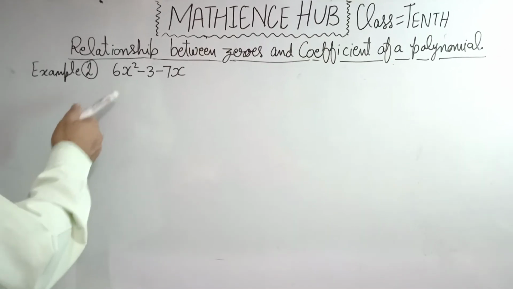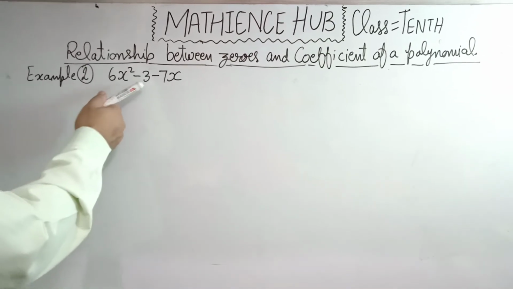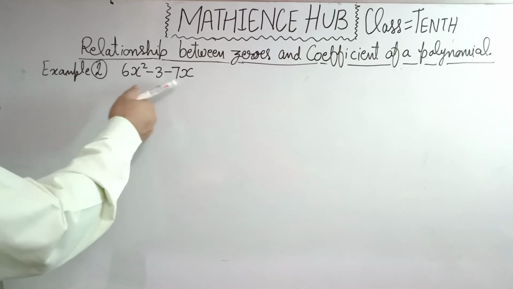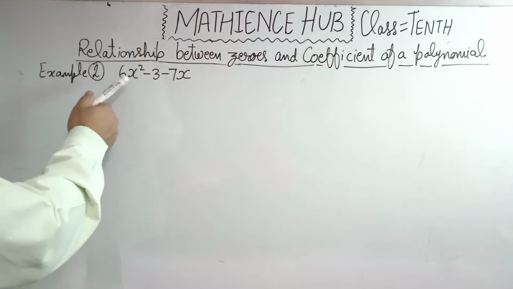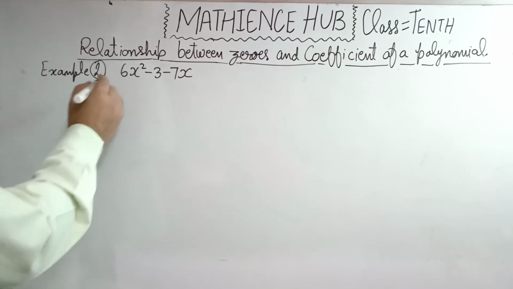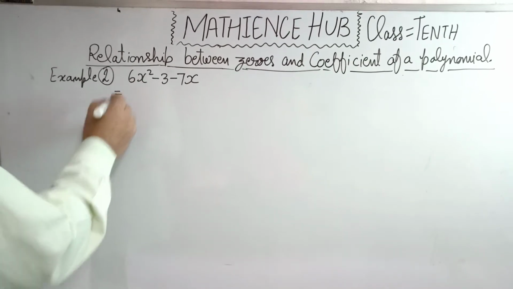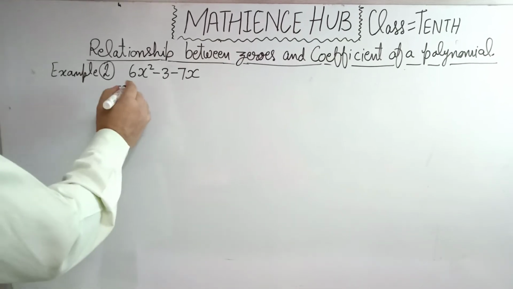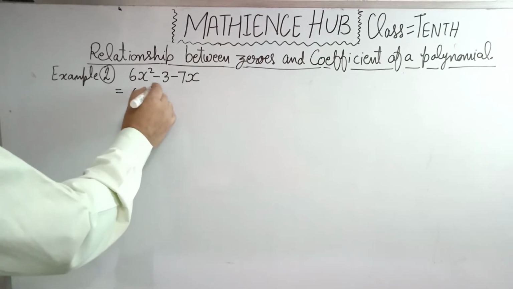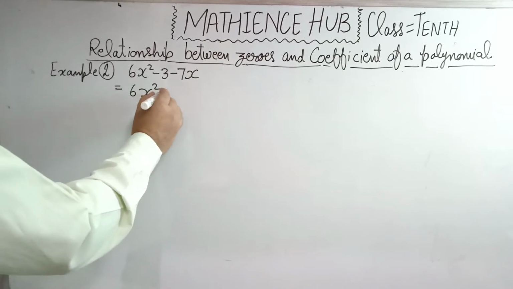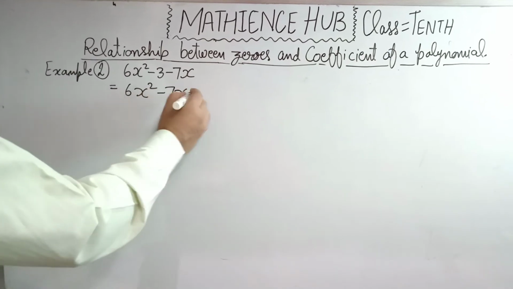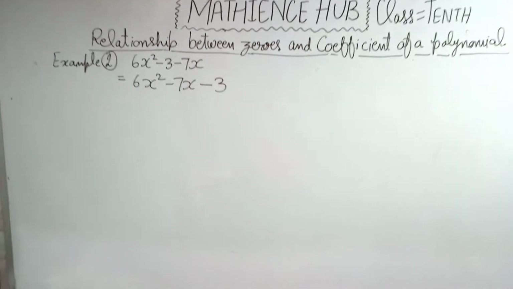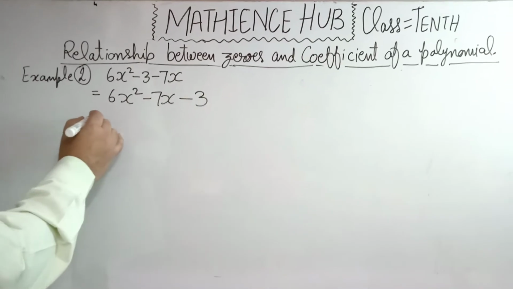This is the second example: 6x square minus 3 minus 7x. You see that this is not arranged in order. First we arrange this in standard form. The standard form, you know, is ax square plus bx plus c. So first 6x square, then minus 7x, and minus 3. So it is arranged in standard form.